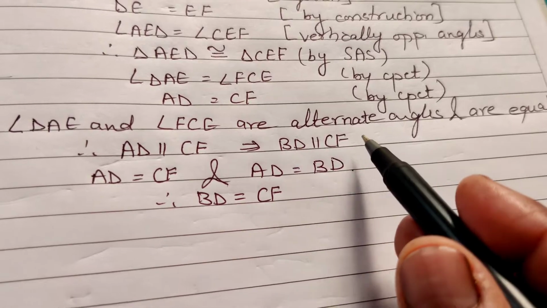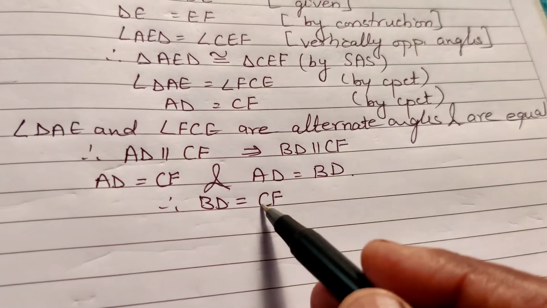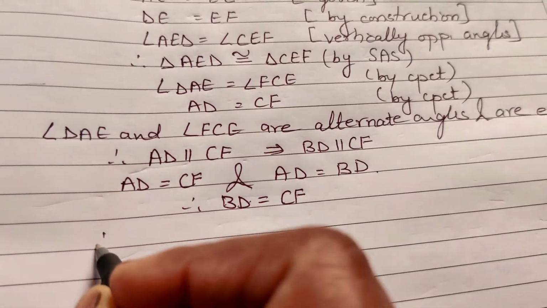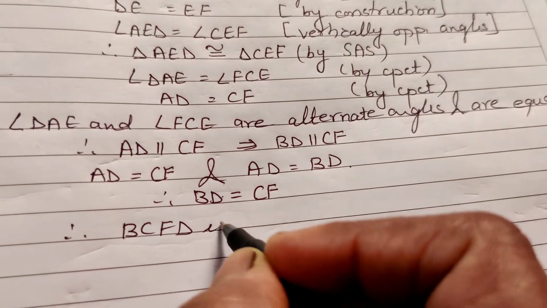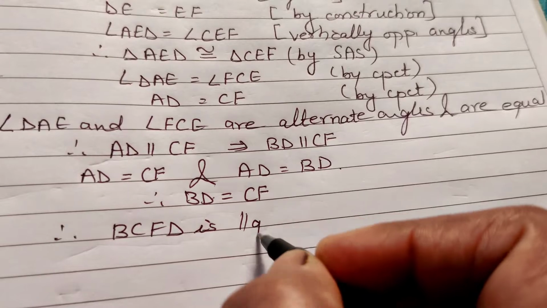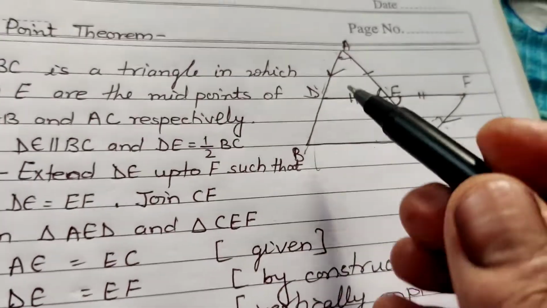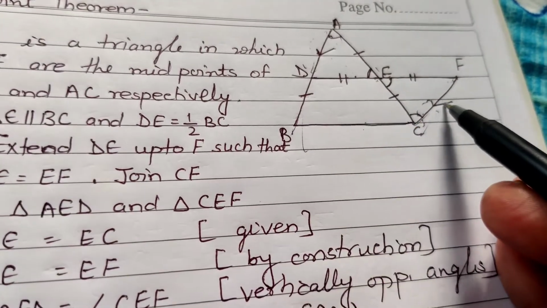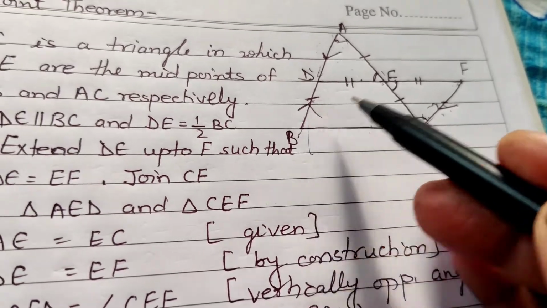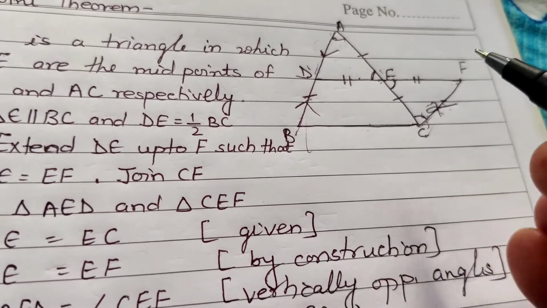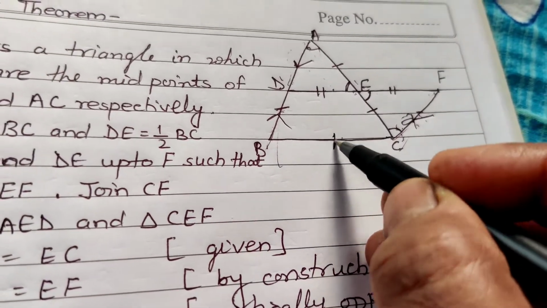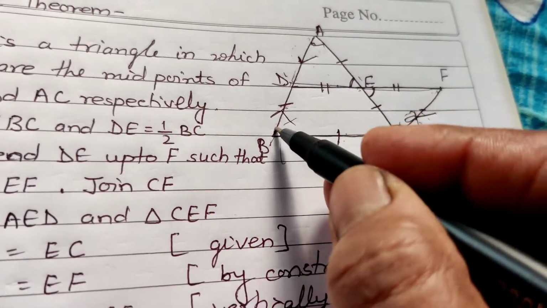If BD parallel to CF and BD equal to CF, therefore BDCF is a parallelogram. Now it is a parallelogram. It means BC equal to DF. Opposite sides are equal.